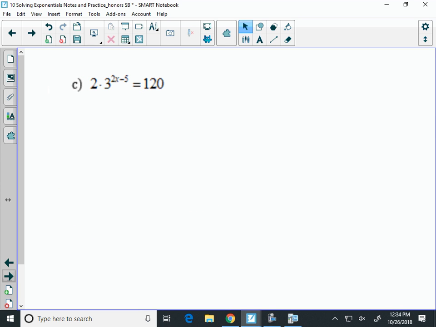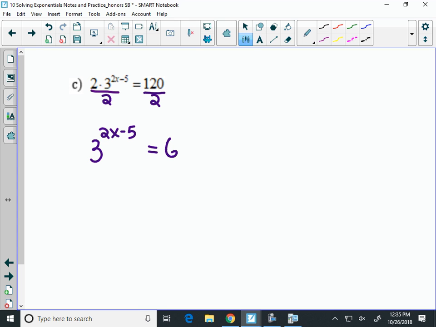This one just has goofier looking exponents. We have 2 times 3 to the 2x minus 5 equals 120. And you'll see why we have to do all this solving when we get to the application problems next week. Where do you start? Divide by 2. All right, what's 120 divided by 2? 60. So we have equals 60.